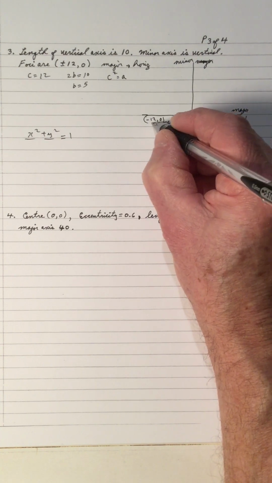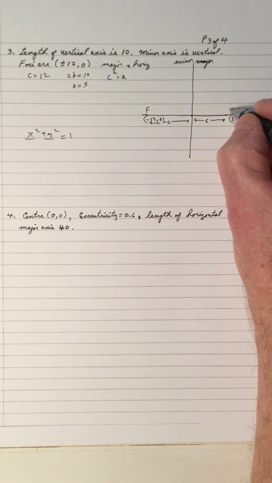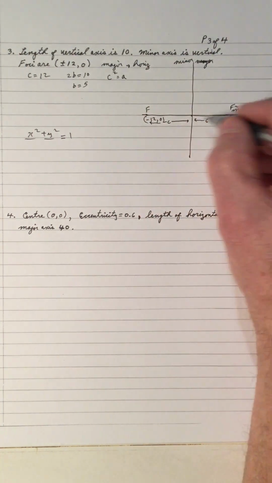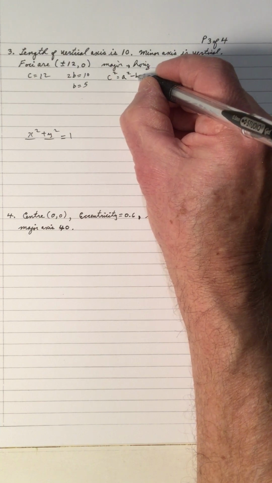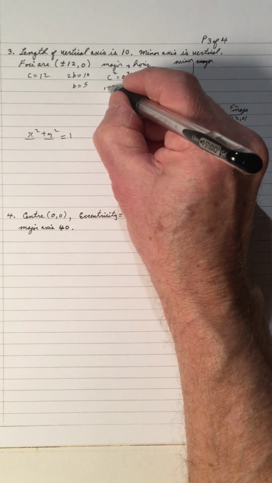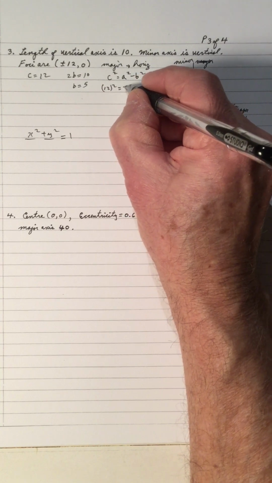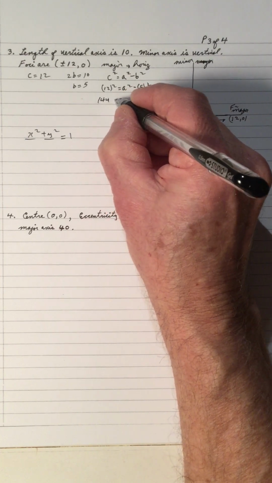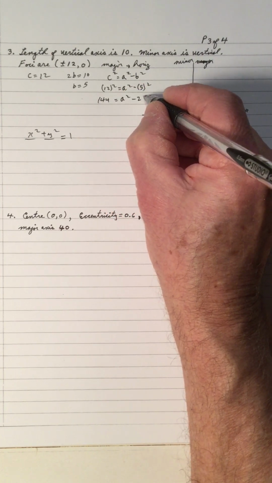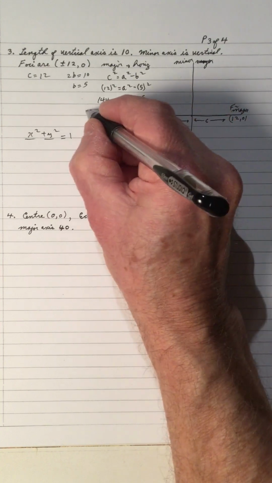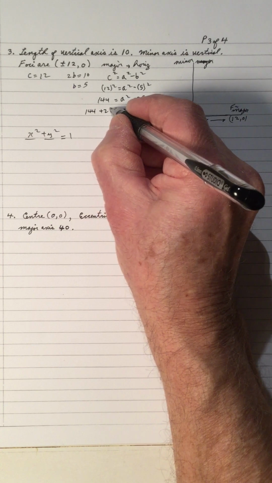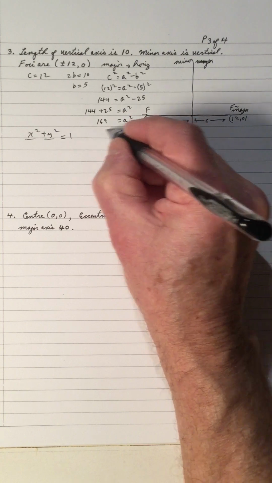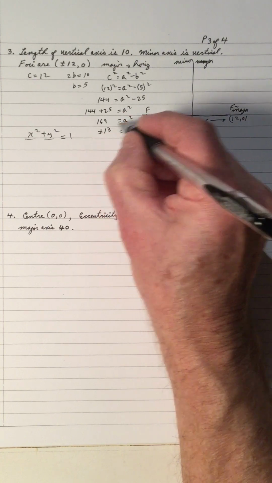Gotta be careful. The foci, F1, F2, are on the major. So the major is horizontal. So that means that's a, so it's a squared minus b squared. So c is 12, so it's 12 squared, which is 144. b is 5, so a squared minus 25, so a squared is 144 plus 25. So a squared is 169. So a is plus or minus square root of 169, which is 13.